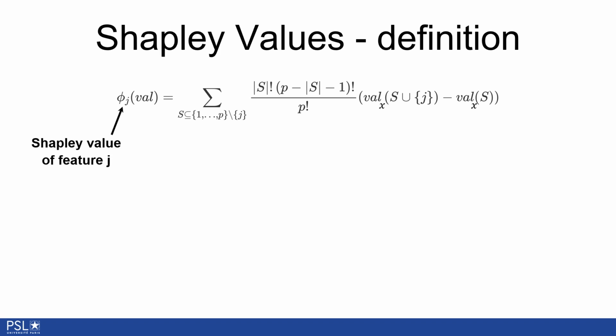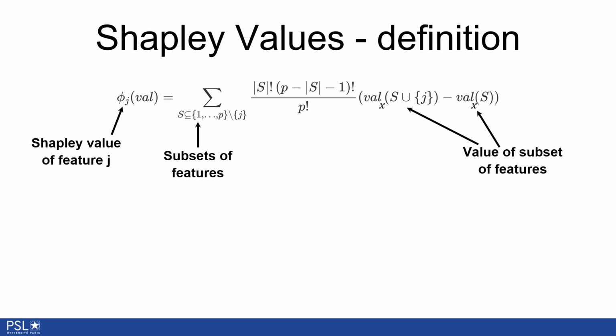Phi j is given by a sum over all coalitions not including feature j, meaning all subsets S of the full set of features minus feature j. Each term in the sum contains the difference between the value of the subset when feature j is added to it and the value of the subset without the feature j that we are trying to explain. This difference is multiplied by a combinatorial normalization factor that depends on the number of features in the subset S and the total number of features P in the input.